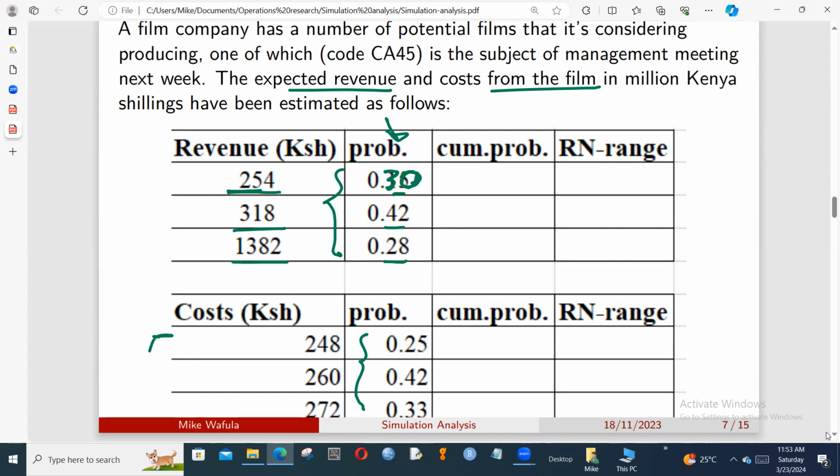But there are also chances of the expected costs to be spent to get the given revenue, like the chance of spending 248 million shillings is actually 25%, 266 is 42%, and 272 is 33%. And so ideally, that is what you have. These other two columns, I've just created them for purposes of working. But actually, the question would only have a table of just the variables. So there are two variables, revenue and cost. Each variable has three outcomes. And so the question could be this way.